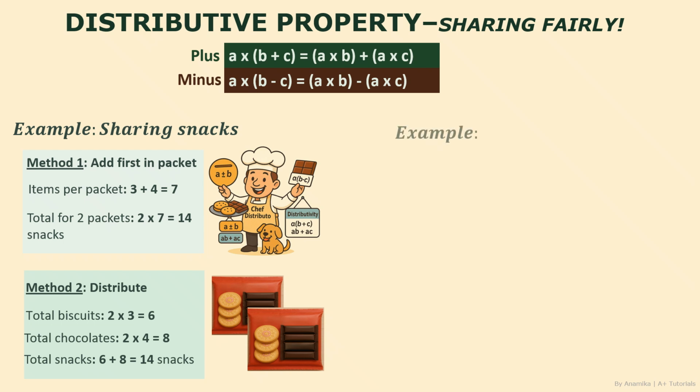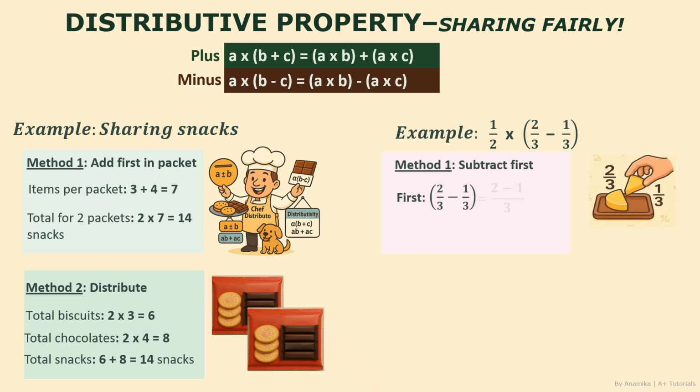Now let's try it with fractions and subtractions. What's 1/2 times (2/3 minus 1/3)? In the first method, we subtract first. 2/3 minus 1/3 equals 1/3. Then 1/2 times 1/3 equals 1/6.